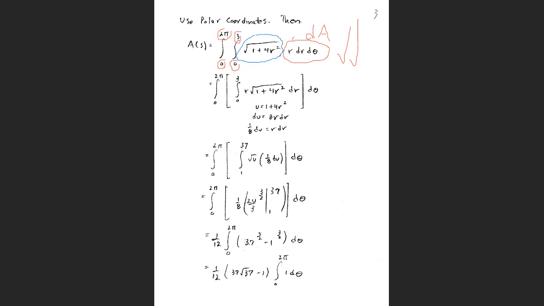Okay, so now class, we iterate the integral, and I'm going to let u equal 1 plus 4r squared. Then du is 8r dr, and so 1/8 du is r dr. And then the inner integral becomes this integral here: the integral from 1 to 37 of the square root of u times 1/8 du.